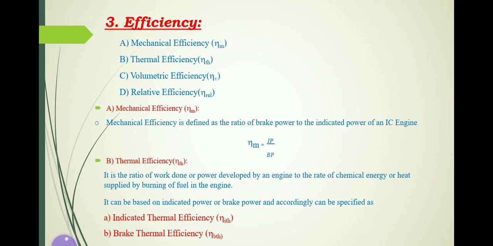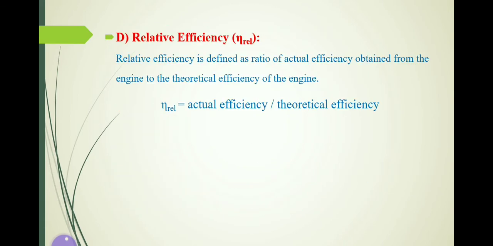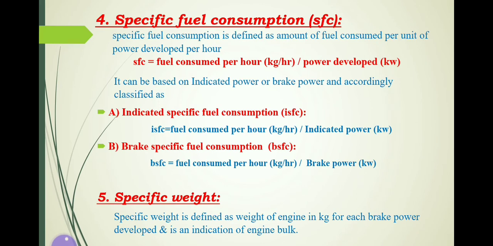In the second lecture we discussed a few performance parameters. First, we discussed efficiency, the different types of efficiency which are used in an internal combustion engine. Then we discussed the next performance parameter, that is specific fuel consumption, and lastly we discussed the last performance parameter, that is specific weight.